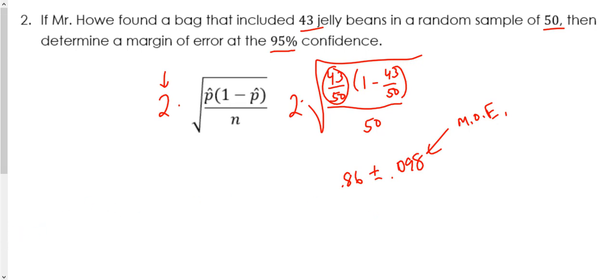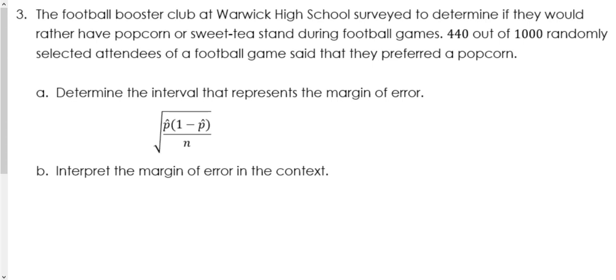Let's try some other ones. The Football Booster Club at Warwick High School surveyed to determine if they would rather have a popcorn or sweet tea stand during football games. 440 out of 1,000 randomly selected attendees of a football game said that they preferred popcorn. Determine the interval that represents the margin of error. Again, they didn't tell us what confidence to have, so we're going to go with 95% confidence. If they don't tell us, it's going to be a 2.